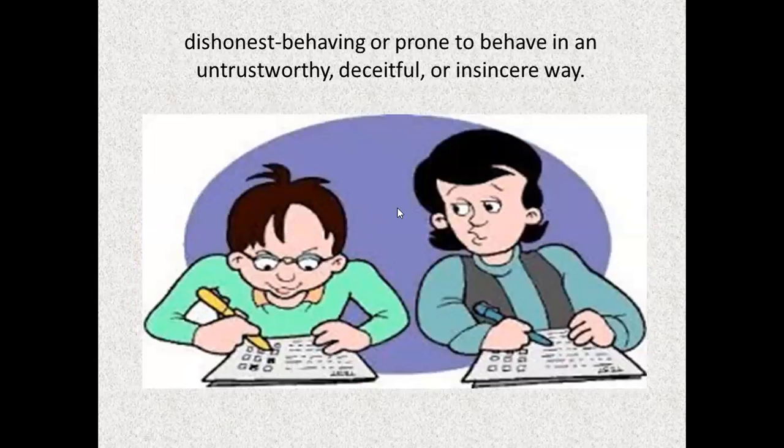Dishonest. So this is how a dishonest person looks like. While the other is answering intently, all by his own, the other one is cheating. So a person who cheats is dishonest, having or prone to behave in an untrustworthy, deceitful, or insincere way.